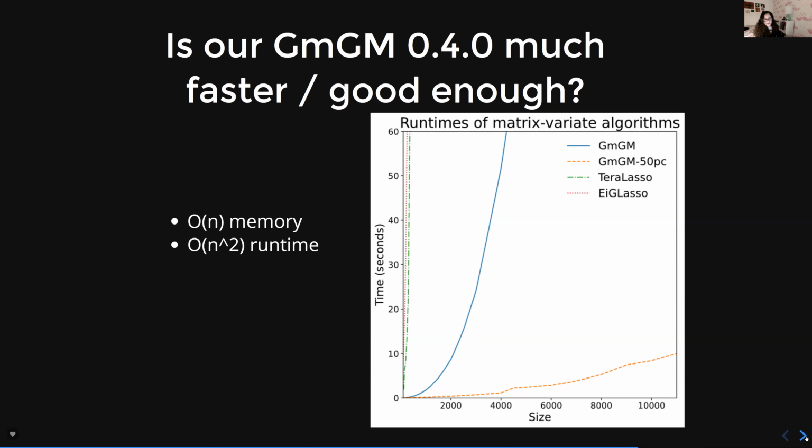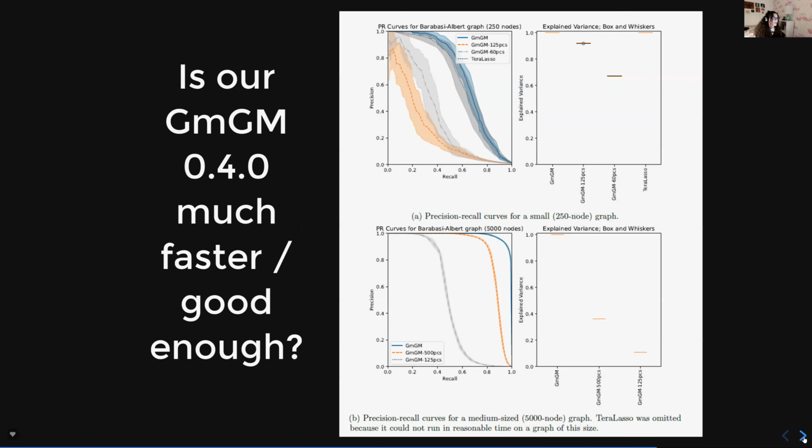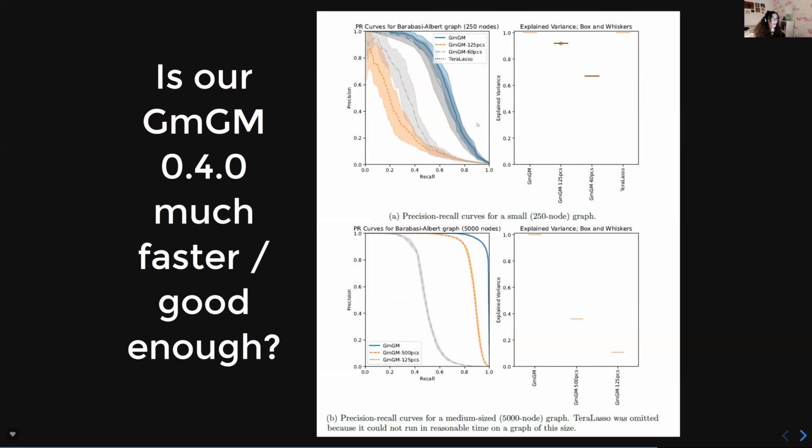And now you will all be asking, what about the accuracy? What are you losing? Because you can be fast, but if your results do not make any sense, what's the point? And indeed, there is a bit of a trade-off. On small graphs, here on simulated data, we have Barabási-Albert graphs with 250 nodes. This is the original unmodified GmGM, the one of last year at ISAT that was described in the beginning.